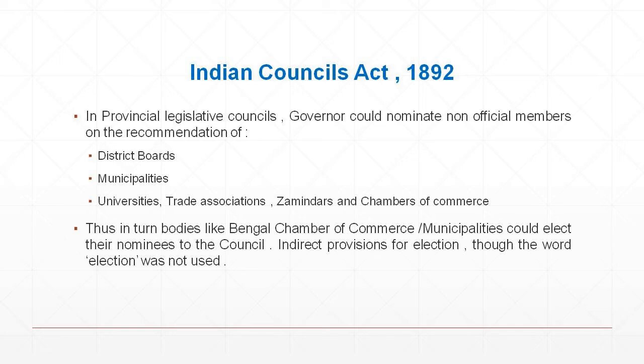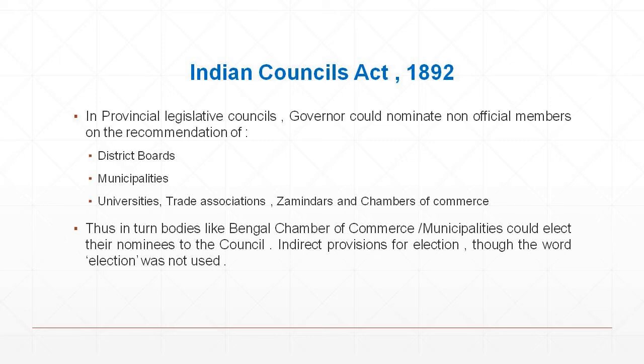The 1892 Act made a limited and indirect provision for the use of election in filling up some of the non-official seats, both in the central and provincial legislative councils. The word election was, however, not used in the Act. The process was described as nomination made on the recommendation of certain bodies.